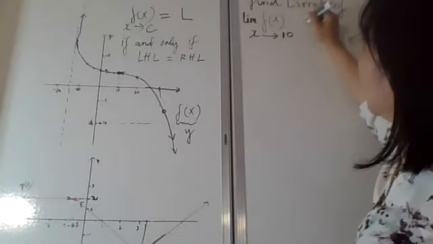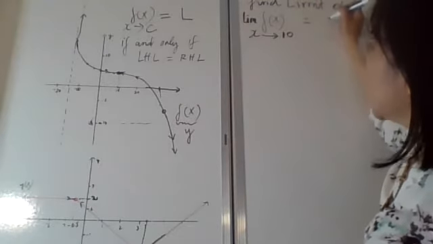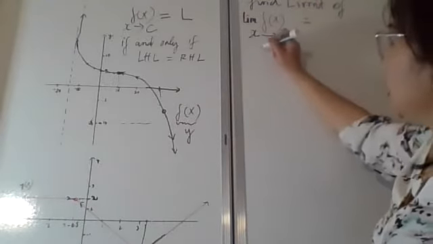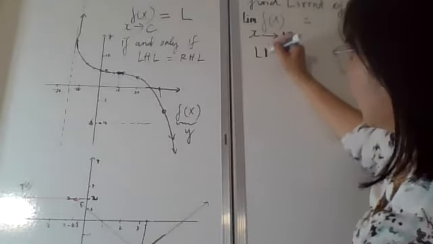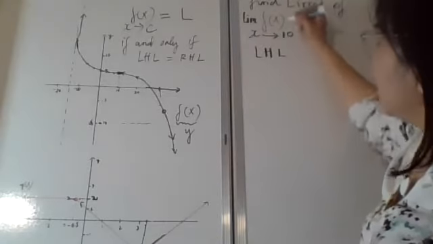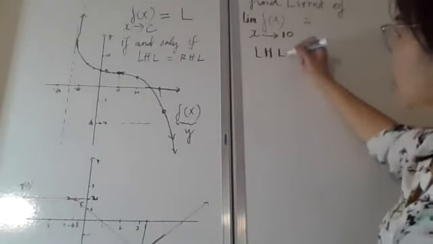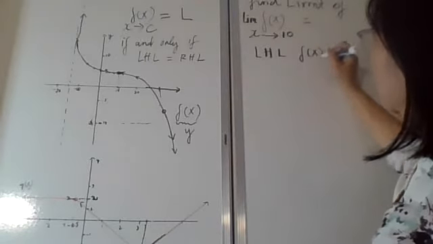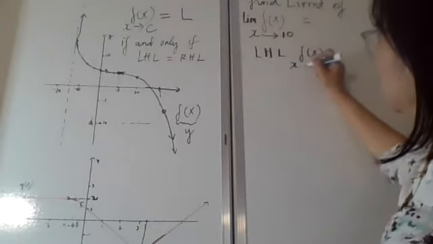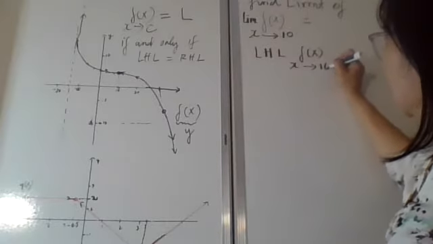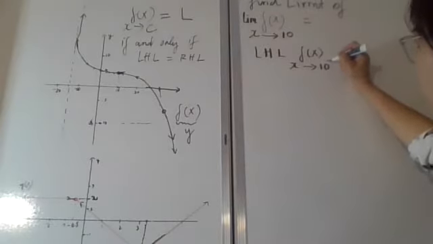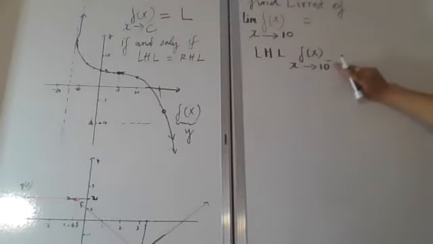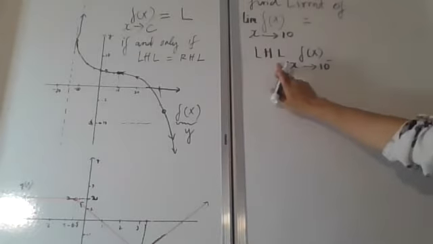So to find this and to prove this, we have to look at the left-hand limit of f of x, right? So we look at the left-hand limit of f of x, and the left-hand limit when x approaches 10, and we put the notation minus 10 on the top right corner of the number, which is the left-hand limit.